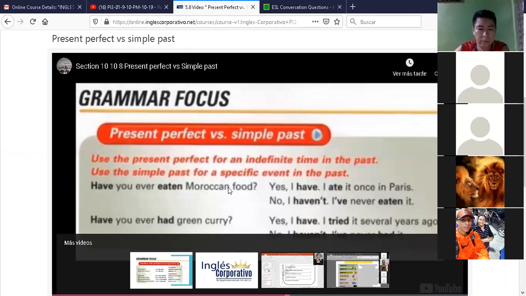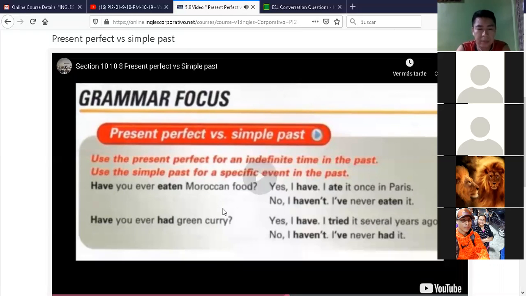All right, guys, question. When do we use present perfect? And in English, how do you say that? Use the present perfect for an indefinite time in the past. Exactly, for an indefinite time in the past. Very good. And when do we use simple past? For a specific event in the past. All right, let's continue.